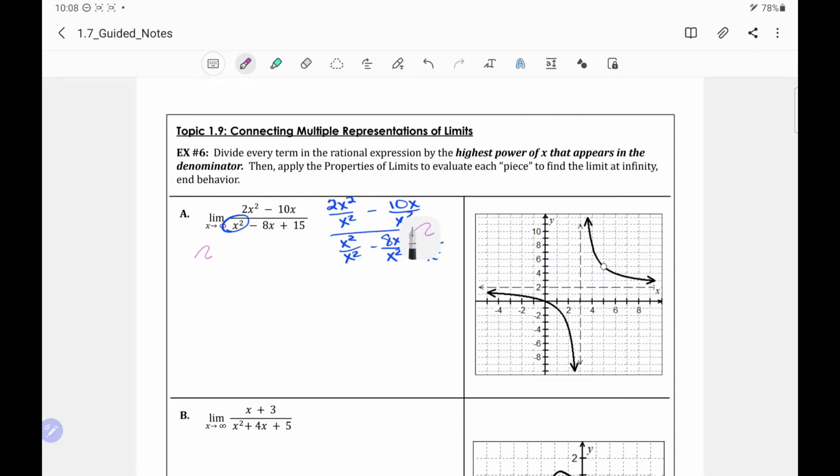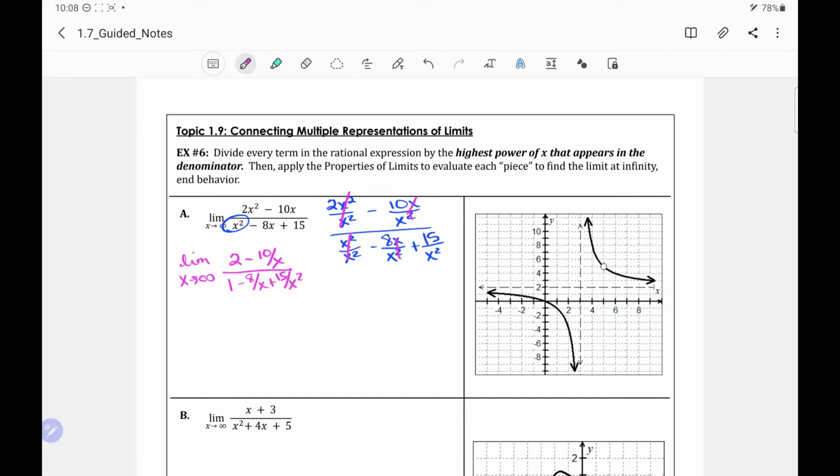2x squared divided by x squared is 2. We still need our limit notation, so let's not forget that: the limit as x goes to infinity. 2x squared over x squared leaves us just 2. These cancel out. 10x over x squared leaves us 10 over x. x squared and x squared just becomes 1. 8x over x squared becomes 8 over x. And then the last one, 15 over x squared, nothing's going to cancel out.